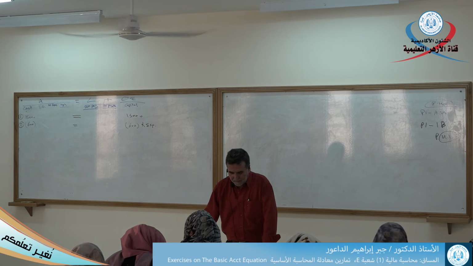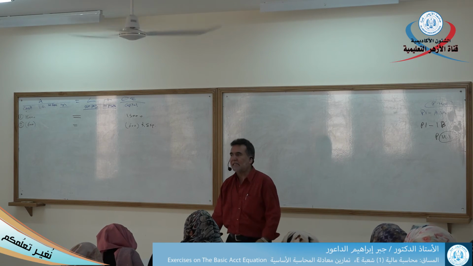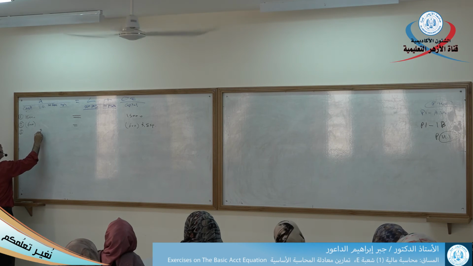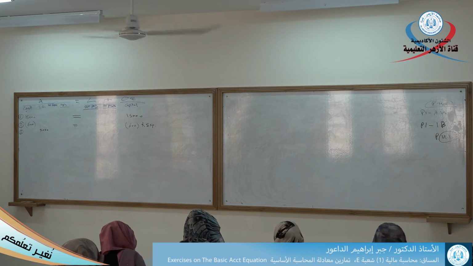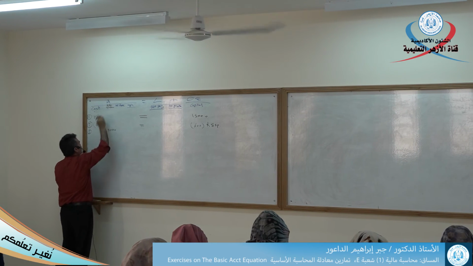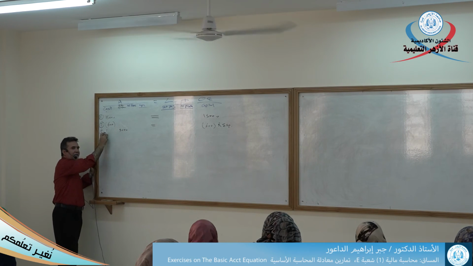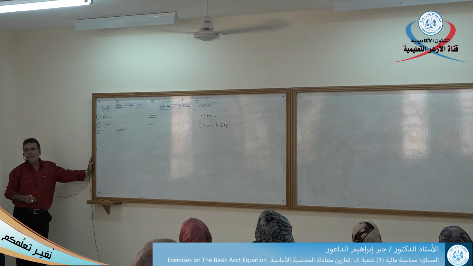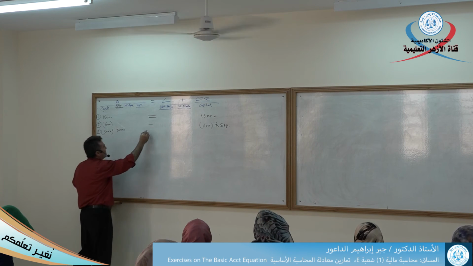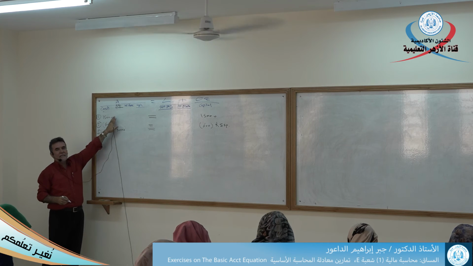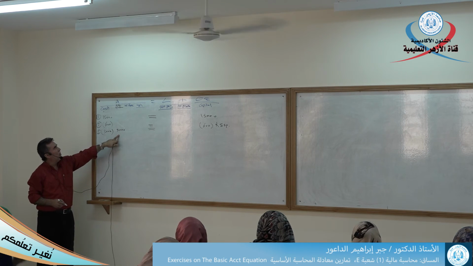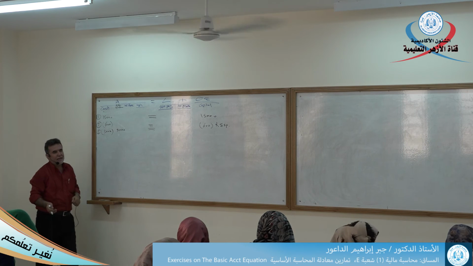Transaction number three. Purchase office equipment for 3,000 cash. Equipments will be increased by 3,000. And at the same time, cash will be decreased by the same amount. So these transactions just affect one side, asset side. One item decrease, which is cash, and another item increase, which is equipment for 3,000.